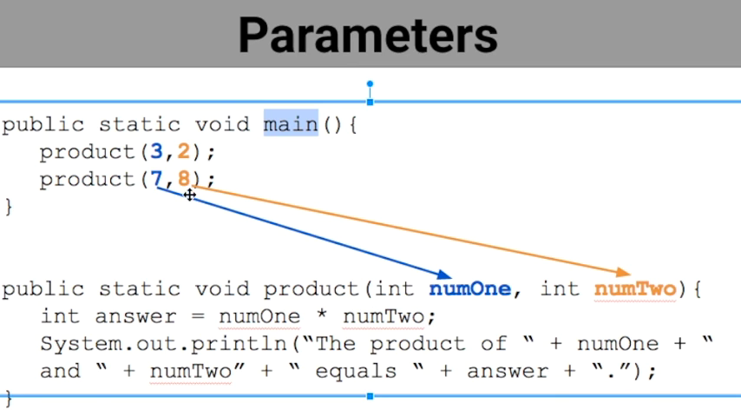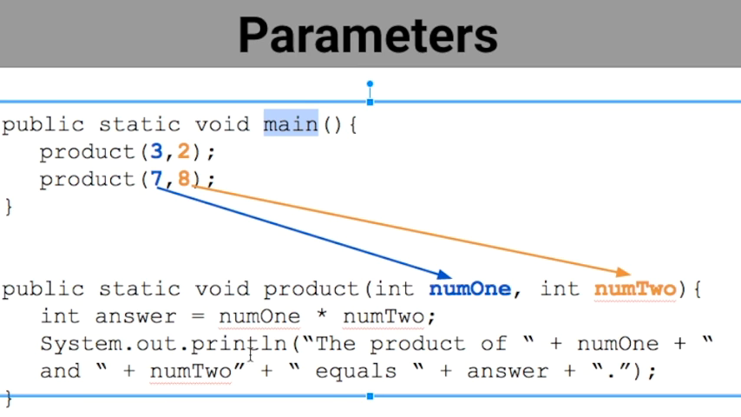The order that I put these numbers in when I call the function matters, because the first number is going to go to the first parameter, and the second number goes to the second parameter. So you want to make sure you put them in the correct order. With multiplication, it doesn't matter, but at other times in your code, it will matter. So num1 is equal to 3 on the first line of code, and num2 is equal to 2 on the second line of code. And so the answer is going to be 3 times 2, which would be 6.